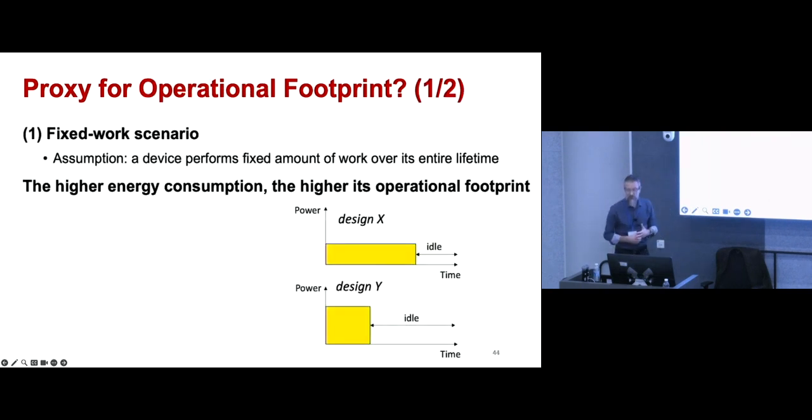When it comes to the operational footprint, I've been considering 2 different scenarios. The first one is a fixed work scenario, and intuitively that's the most common scenario people would have a mental map for. So we assume that the amount of work that a device needs to do is fixed. Then the operational footprint is going to be proportional to the energy consumption. In this plot, I'm showing power consumption as a function of time. So it's the total amount of energy that is being consumed that is going to determine the operational footprint for executing that job.